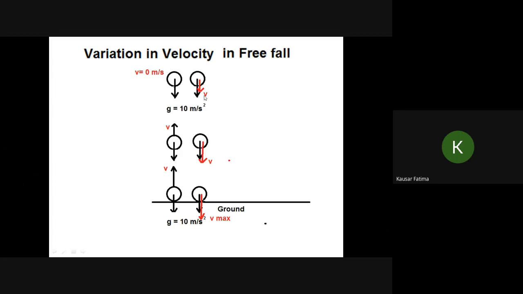Here, the object starts falling. So what happens when it starts falling? Its velocity increases, and it hits the ground with the maximum velocity. So velocity increases by 10 meter per second every second while falling, and while going up, velocity decreases by 10 meter per second every second.